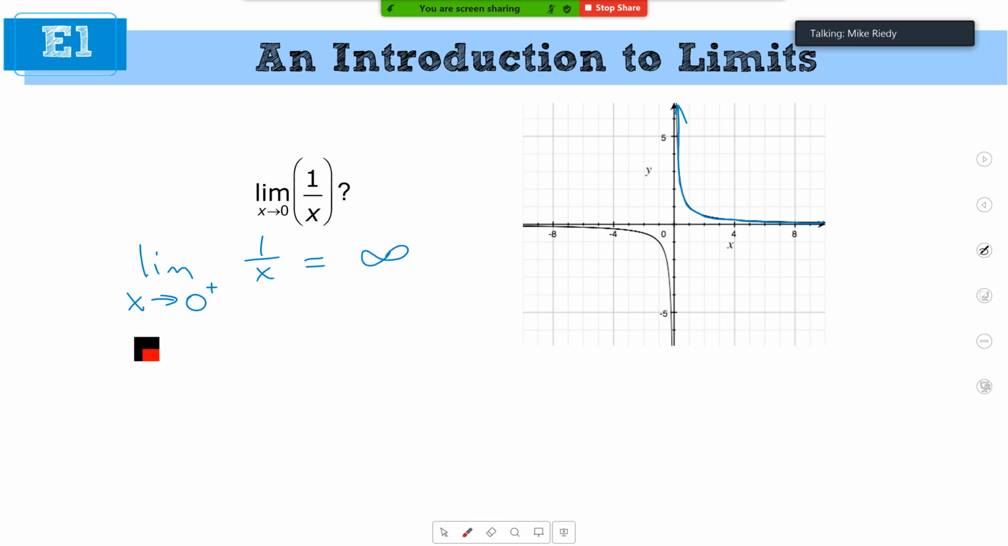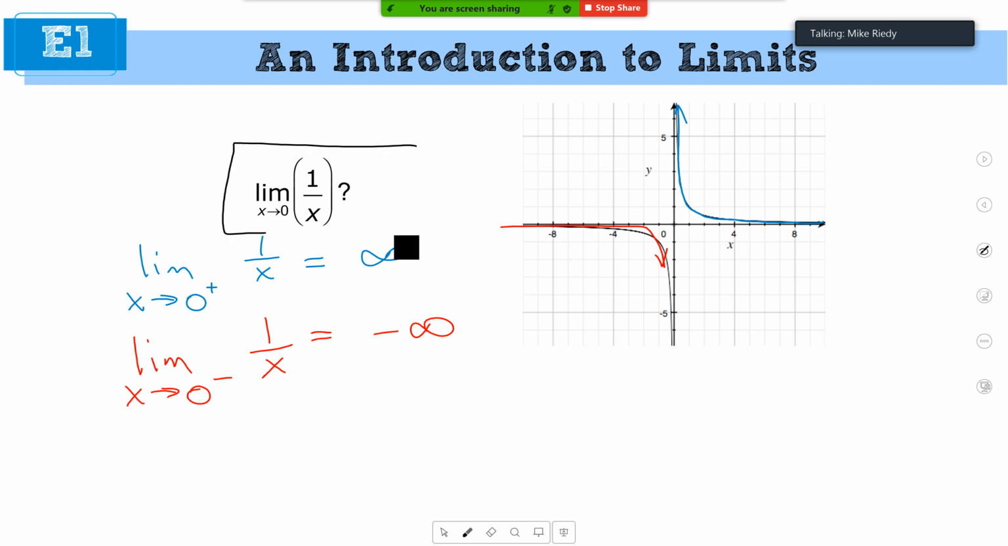Okay, then in a lovely shade of red, what is the limit as x approaches 0 from the negative side of the same picture? Now I come from the left. What's it going to? Negative infinity. Hot diggity. Everybody good so far? Okay, then what's this equal to?